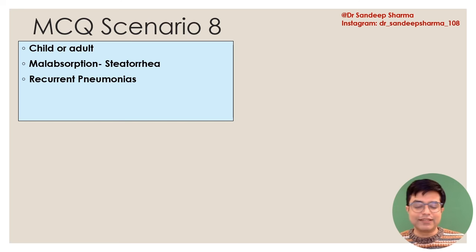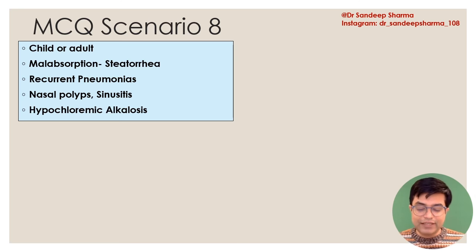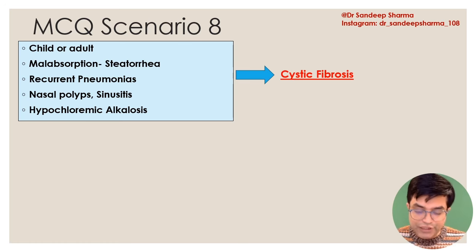Along with that, there is recurrent pneumonias in the patient. There is recurrent nasal polyps. There is sinusitis in the patient, and there is a metabolic abnormality called hypochloremic alkalosis. So जब भी MCQ examiner will say recurrent pneumonia, recurrent respiratory infection with fat malabsorption, तो सबसे likely condition क्या होती है? It is likely to be cystic fibrosis. So we are going to do a quick review of cystic fibrosis, all the relevant points here.